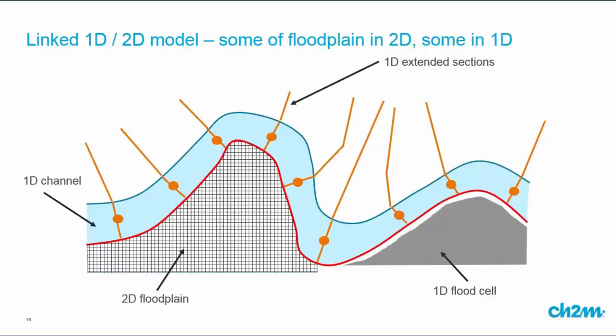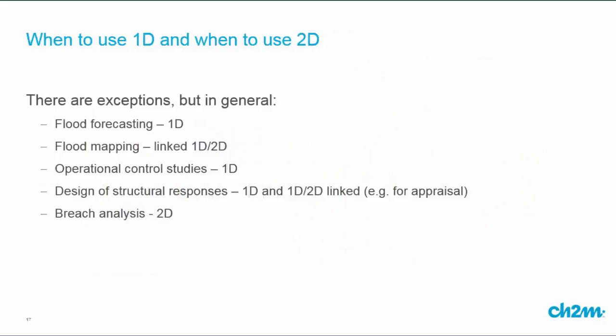We're just going to use extended cross sections in that area because that's nice and easy and appropriate to use in that area. And then bottom right we've got a 1D flood cell, and perhaps that's a little bit of washlands with a bank around it, and it's appropriate to set that up using this 1D flood cell or reservoir unit in Flood Modeler. So that's an overview of the background to 1D and 2D modelling.